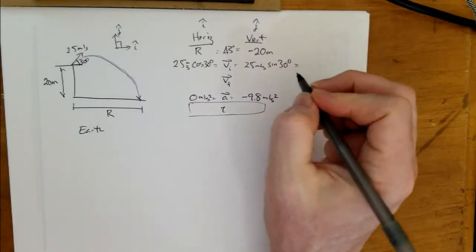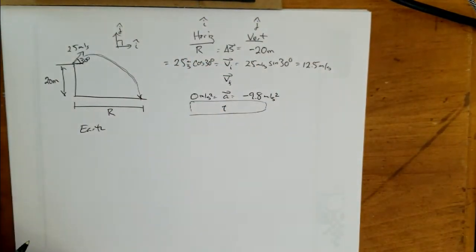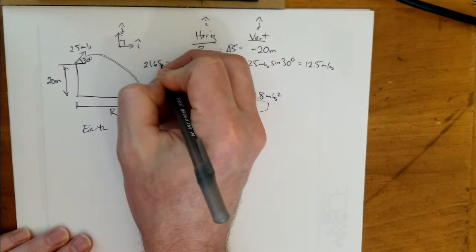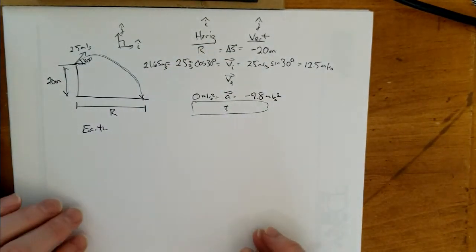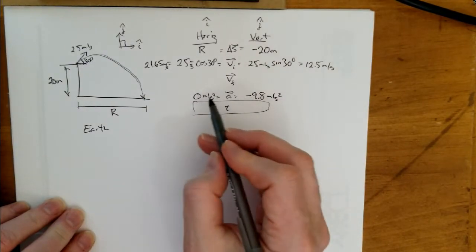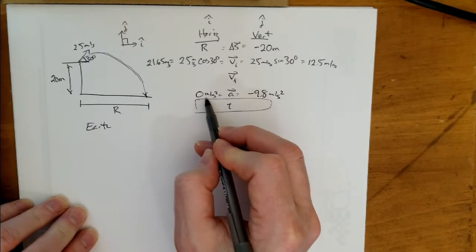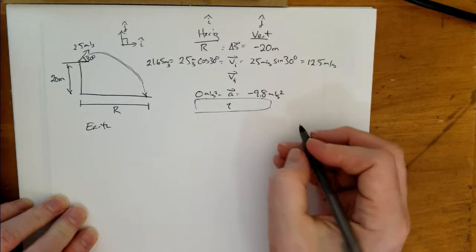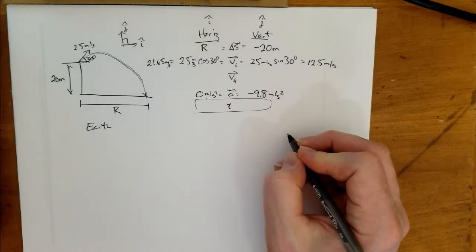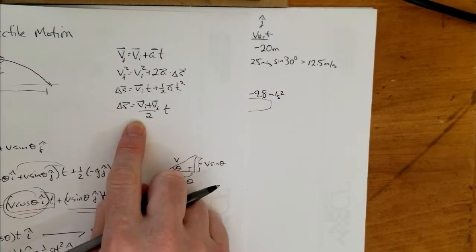We can work through the math on this: 12.5 meters per second, and this one over here, 21.65 meters per second. Because acceleration is constant vertically, I have a set of equations for that. Because acceleration is constant horizontally, I have a set of equations for that. And it's the same set of equations. It's the kinematic formulas. So just pull out what we had written before.